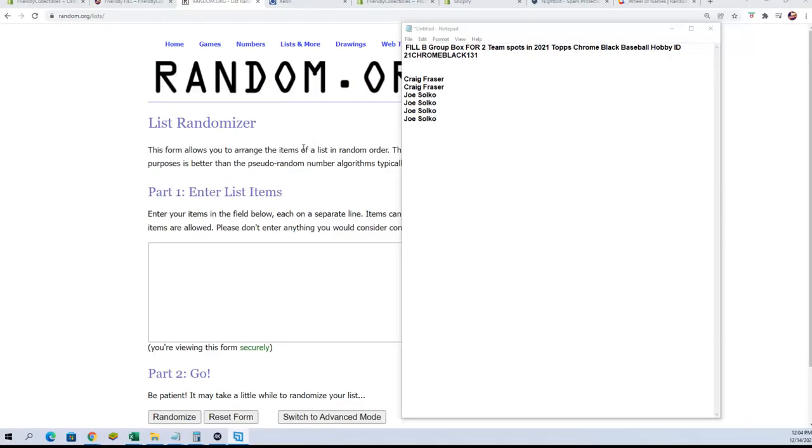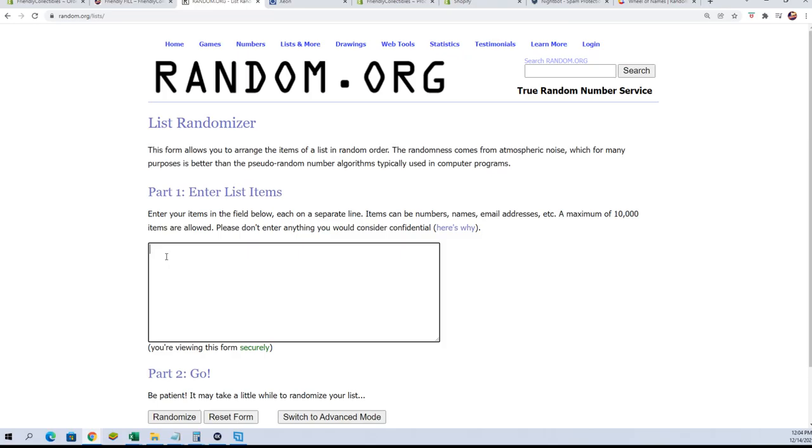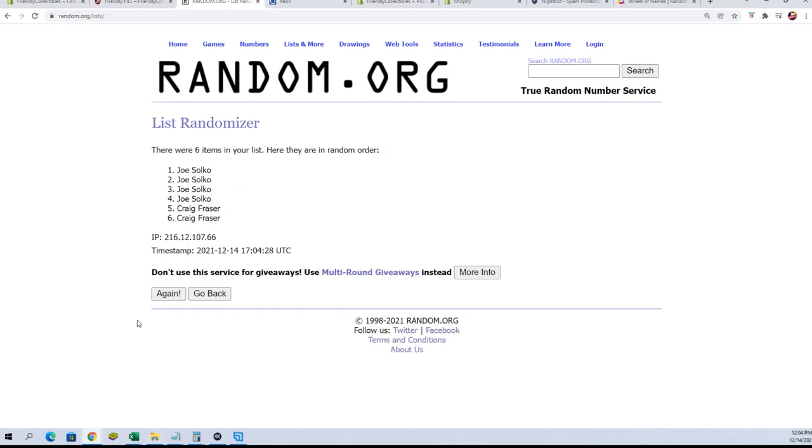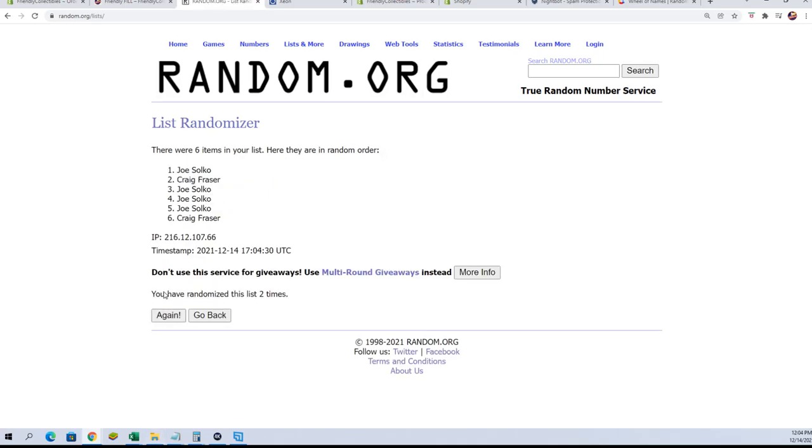So we're going to take our six names here. We're going to random them seven times. Top two will be getting into the next Topps Chrome Black. So here we go, seven times. One, two, three, four, five, and six. Next one does it. Good luck, guys.